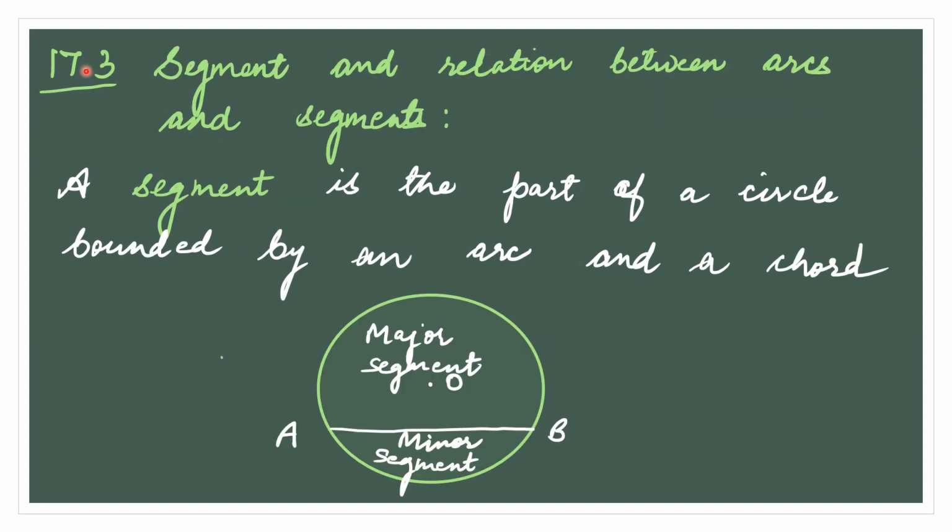Now, children, coming to point 17.3, that is segment and the relation between arcs and segments. A segment is the part of a circle bounded by an arc and a chord. This is the arc and this is the chord, and the inside part is called the segment.